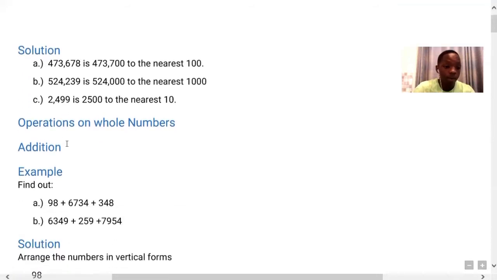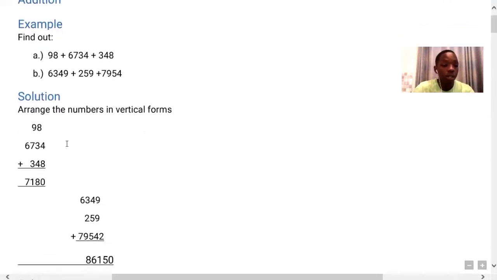Operations on whole numbers. So we have addition. Addition is basically adding up numbers. This is an example: 98 plus 67, 34 plus 284. So the ones are together, the tens are together, the hundreds are together. So you add that, you get 7180.